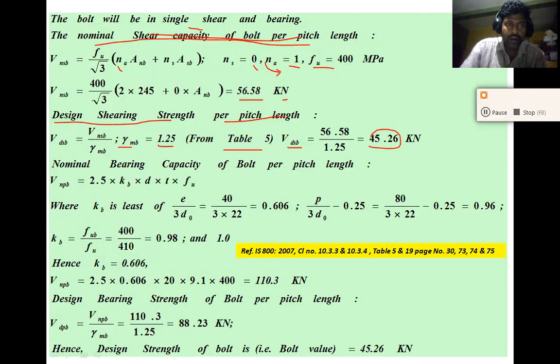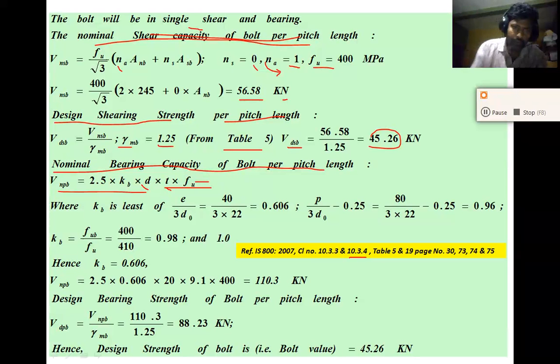Next we find out the nominal bearing capacity of bolt per pitch length using this expression given in 10.3.4. So 2.5 kb into d into t. T is the thickness of the thinner plate. Fu is the ultimate tensile strength of bolt.